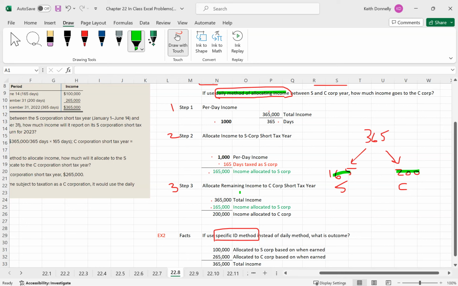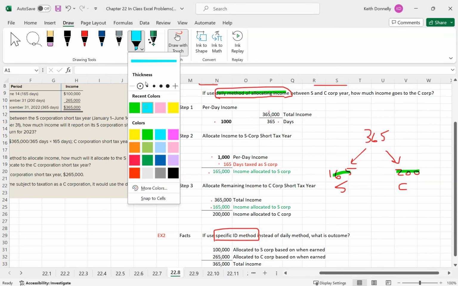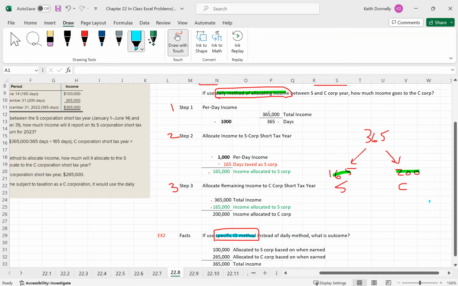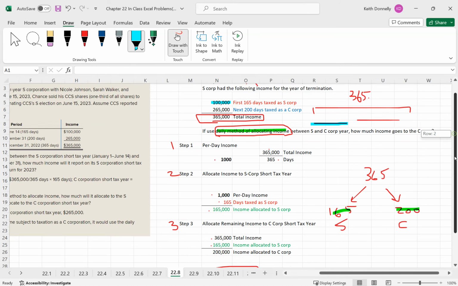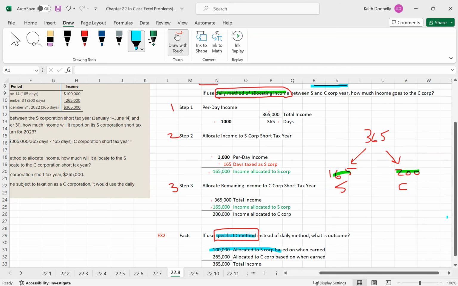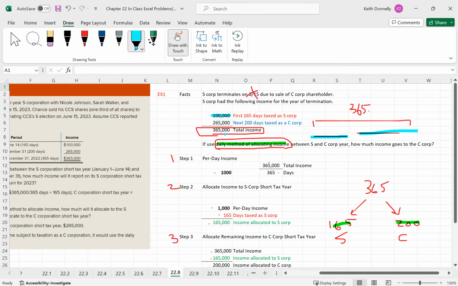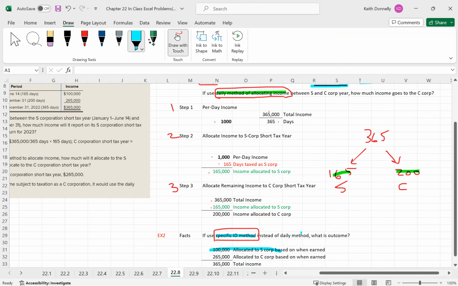There's a little bit of math. The flip side of that would be the specific ID. The specific ID says you dig into the timeline. How much income did you really earn during that time? Well, 100,000 when you were an S Corp, there you go. How much income did you really earn in those 200 days? You specifically call it out, 265. That's the idea with it. So it's just a different framework. The general rule is you use the per day income, but if you have the ability and you want to specifically ID it, you can do that as well.